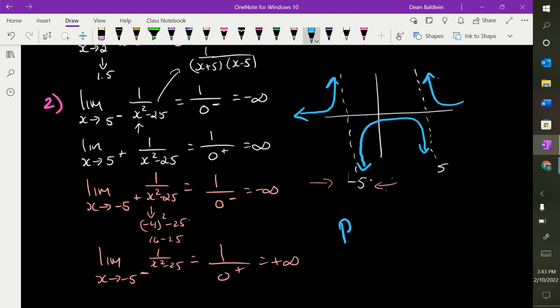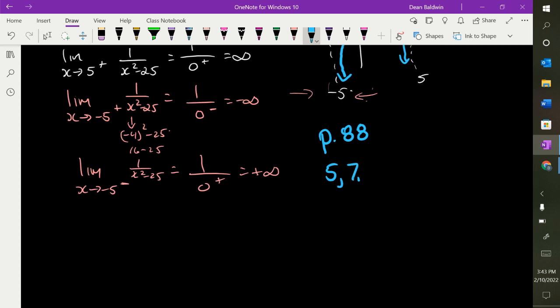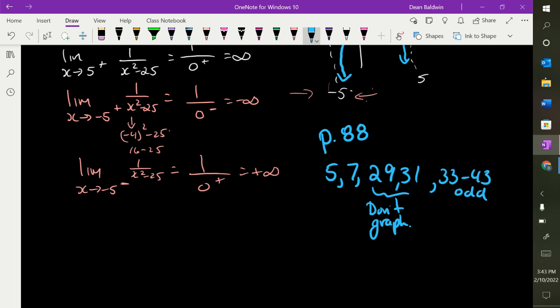Your practice questions are page 88, 5, 7, 29, and 31. For 29 and 31, don't graph. You can if you really want to, but you don't need to. And then 33 to 43, odd, and 65 to 71.